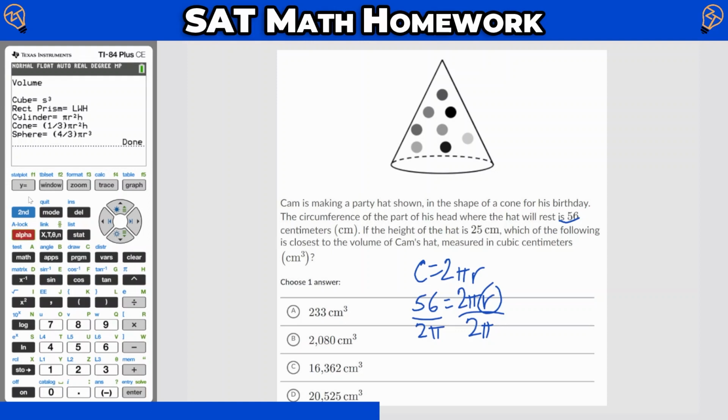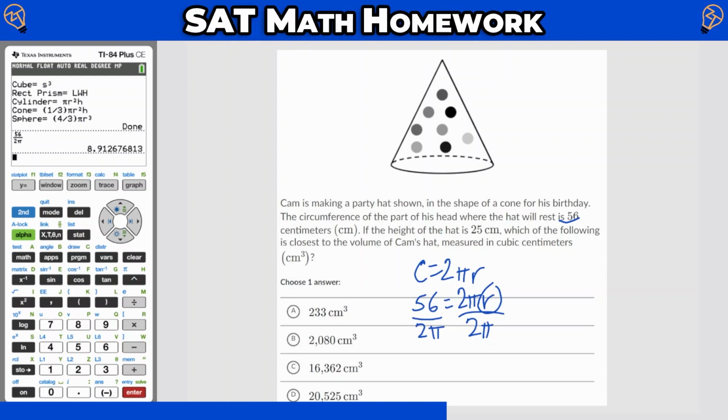Or you could play it safe by just doing the alpha y equals, do the fraction, 56 over 2, and then I'll go second, the caret key, which gives us pi, and then it gives it to us as a decimal. So now that we have the radius, which is approximately 8.91, and we know we're trying to find the volume, which as we referenced a couple times is 1/3 pi r squared h, I'm going to just keep it r for a moment. And we know that the height is 25.